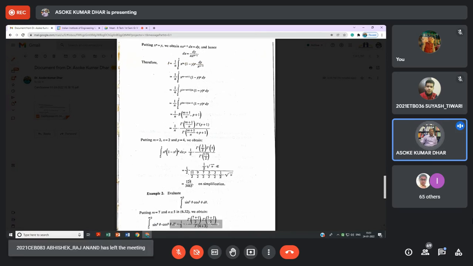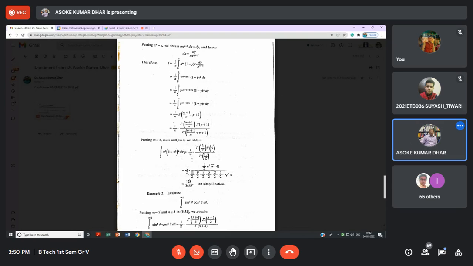Gamma 3 by 2, we know that gamma half means root pi. Gamma 5 is equal to factorial 4, since gamma n plus 1 is equal to factorial n. So this is factorial 4. And gamma 13 by 2 is equal to 11 by 2, 9 by 2, 7 by 2, 5 by 2, 3 by 2, half into root pi. Root pi cancels, half cancels, and the ultimate value is 128 by 3465, after simplification.